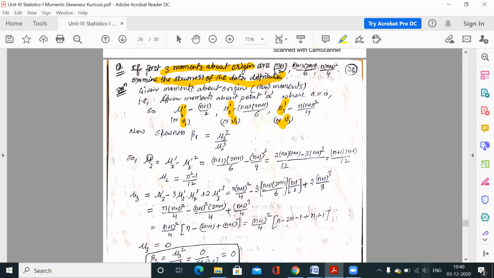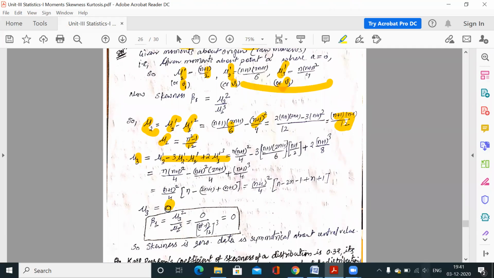So what is mu2? Mu2 is mu2 dash minus mu1 dash square. Mu2 dash is given as (n plus 1)(2n plus 1) by 6, and mu1 dash is (n plus 1) by 2, squared. After simplifying this, we get (n plus 1)(n minus 1) by 12. So (n square minus 1) by 12 is mu2. Similarly, for mu3, after substituting all these values, we get 0.